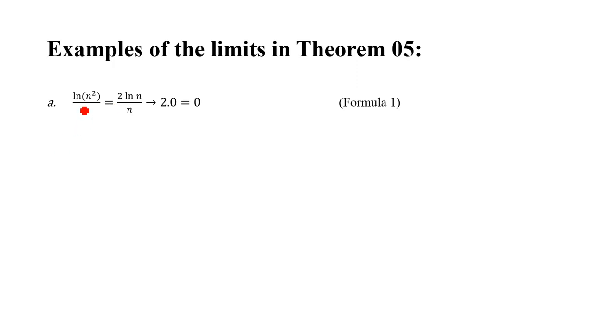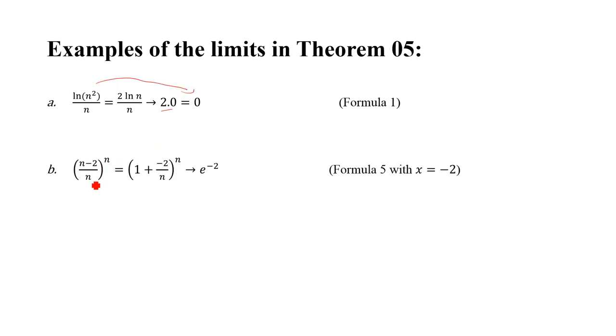The limit of natural log of n squared over n. We can write it as 2 times natural log of n over n, and we know that this sequence converges to 0. So by using the constant multiple rule, we have 2 times 0, and this is equal to 0. So this sequence converges to 0.